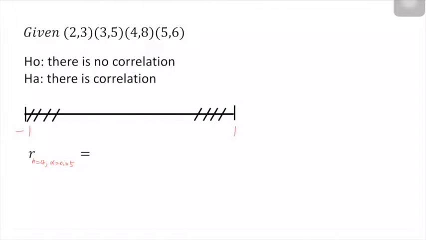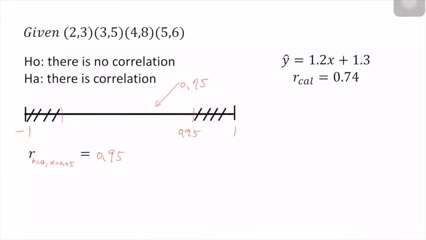For this, r is 0.95. And then we use our calculator to find the best fitting line for these 4 points. We get y hat equals 1.2x plus 1.3, and r is 0.74. We know that 0.74 is not in the shaded region. We can have our conclusion, which is we cannot reject the null.